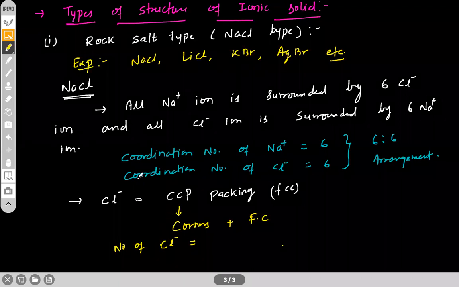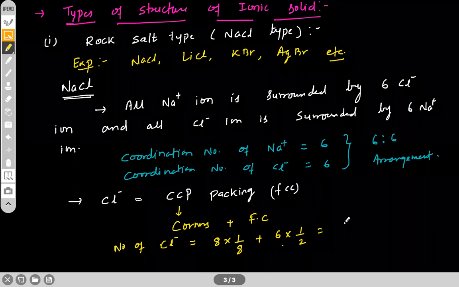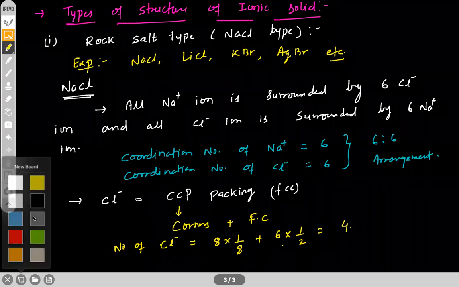So number of Cl minus, we have CCP packing, correct. So CCP packing means all the corners plus face center. So what should we write? Corner atoms contribute 1/8, so 8 into 1/8, plus we have 6 face center atoms, and that contributes half, so it is 4. So number of Cl minus is 4. This is the information of Cl minus you should have.